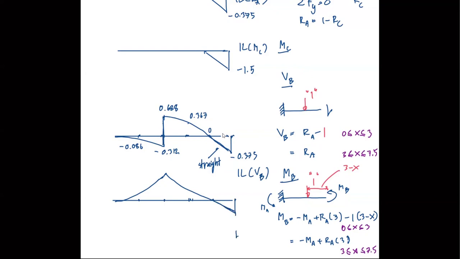This is the influence line of MB, and this is 0.258. This is about 0.938. This is 0.4. This is 0, of course, and the last one is 0.375. Okay. All right. So that's it.